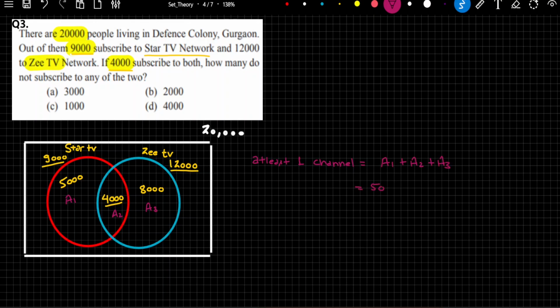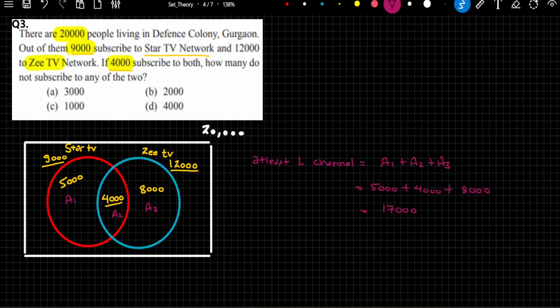Area 1 is 5,000, area 2 is 4,000, while the third area is 8,000. So if you add everything, you get 17,000. It means there are total 17,000 people who have subscribed for at least one of the channels.